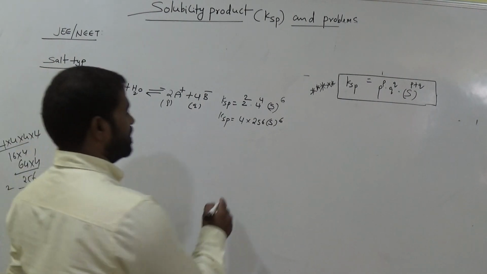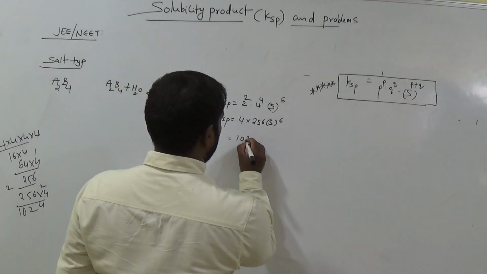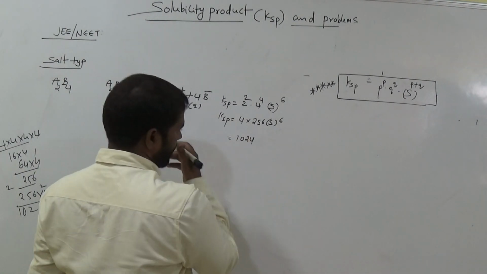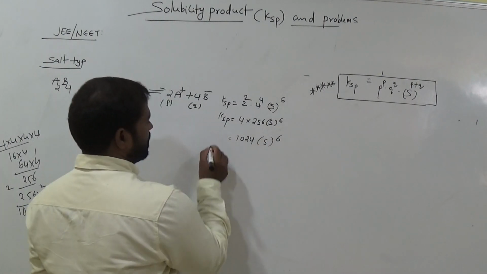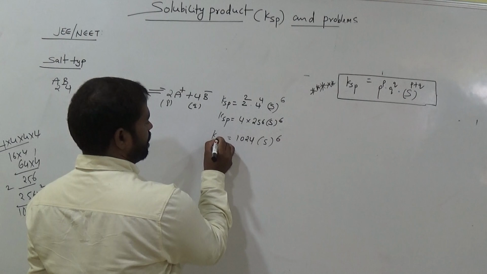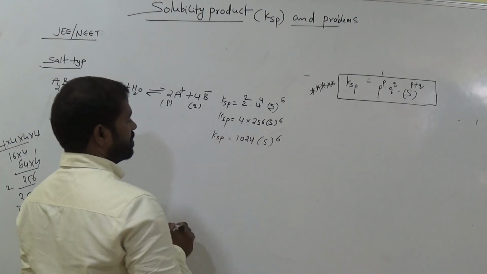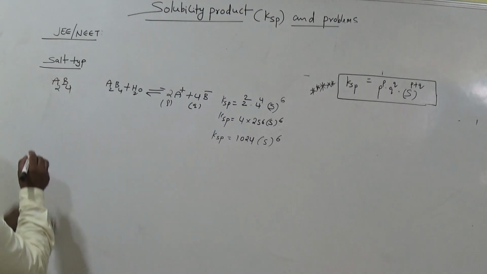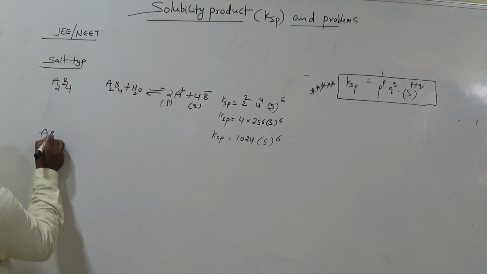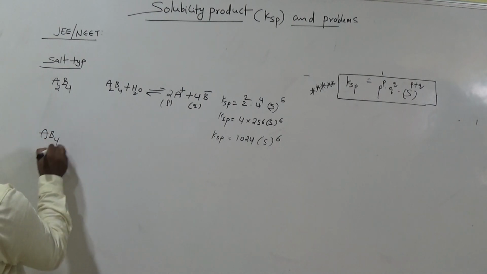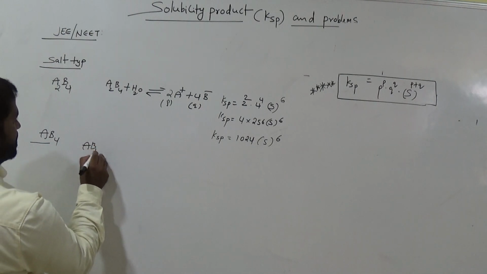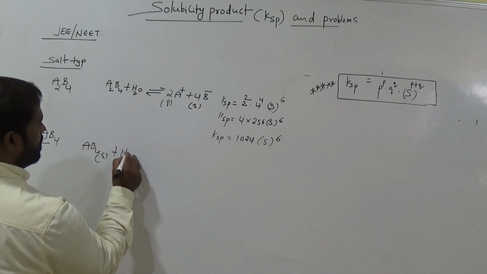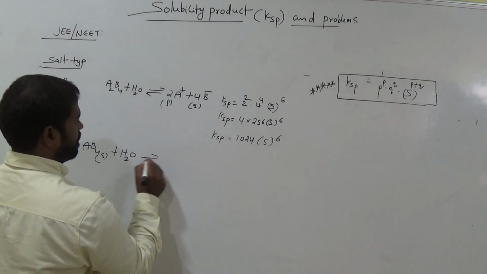1024, 5 power 6, am I right? Let's calculate AB4. AB4 is given, which is a solid, and H2O.